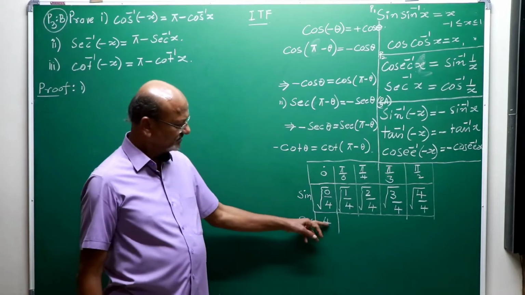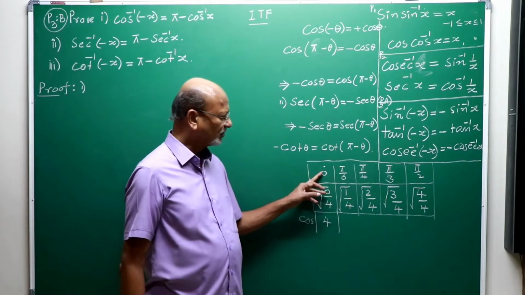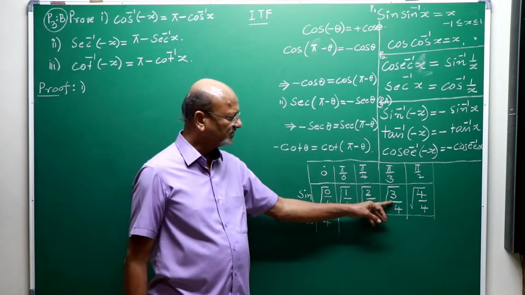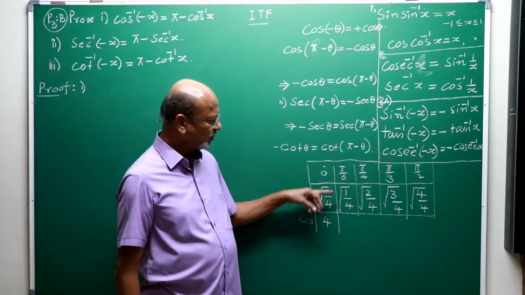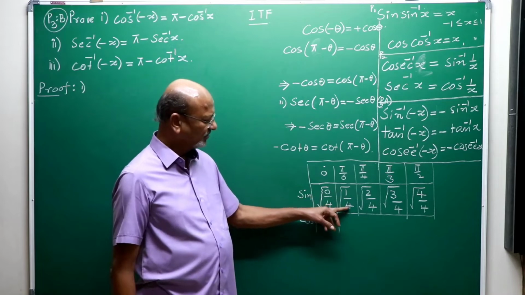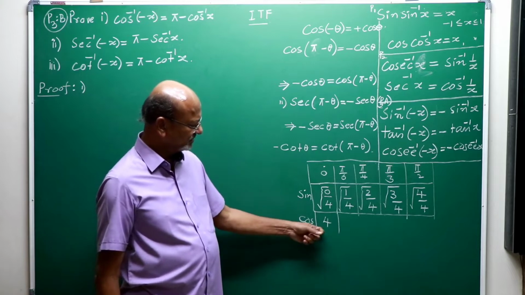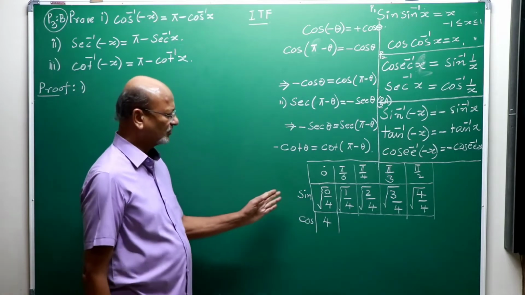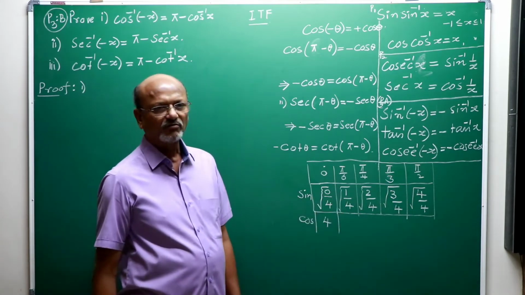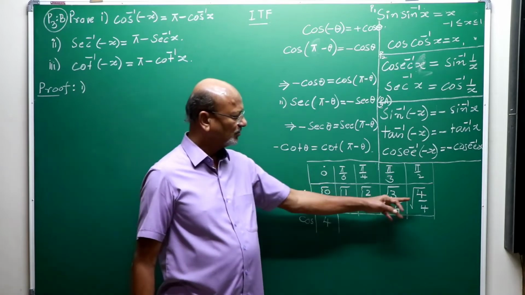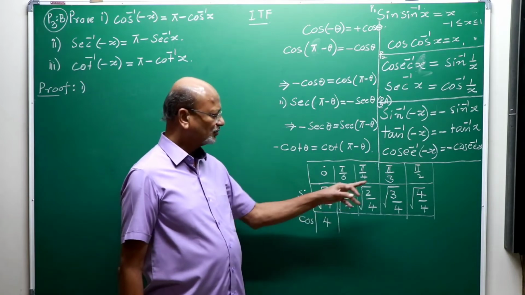In case of cos, my friends, you have to go from the other side. It is square root of 4 divided by 4. This is cos 0. Then cos 30 is root 3 by 2, cos 45 is 1 by root 2, cos 60 is 1 by 2, and cos 90 is 0. For sine the values go from this side to that side, and for cos you have to come from that side to this side.